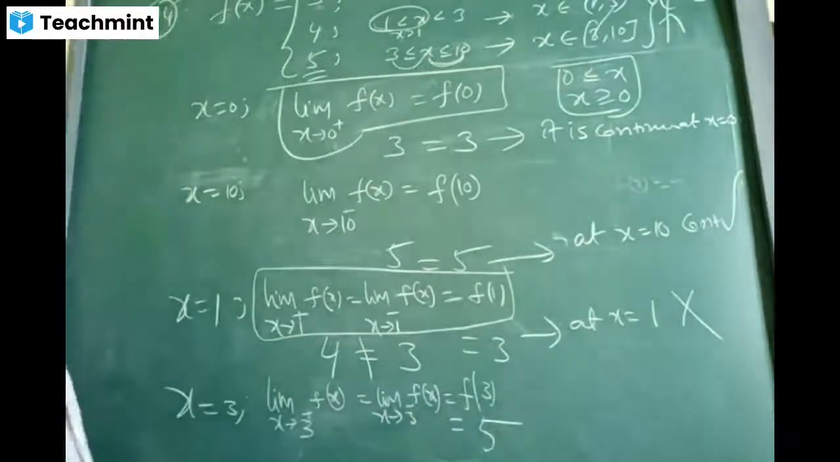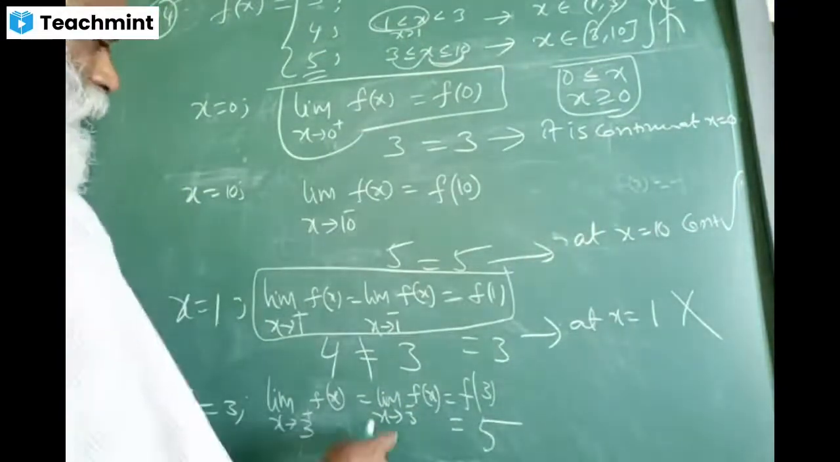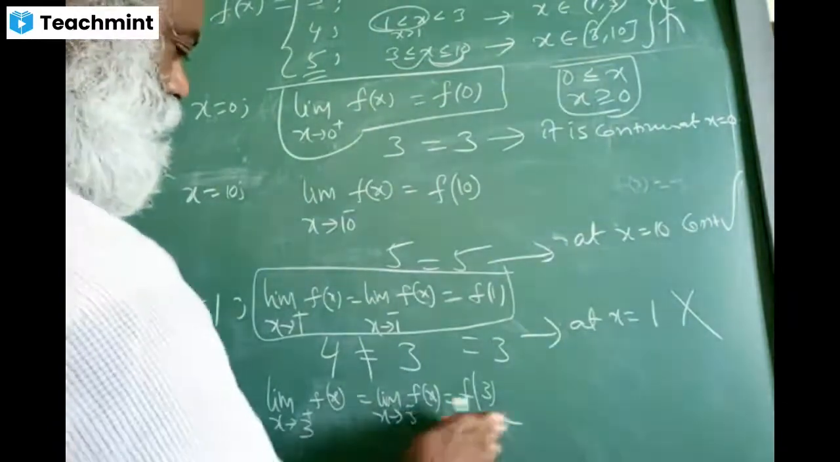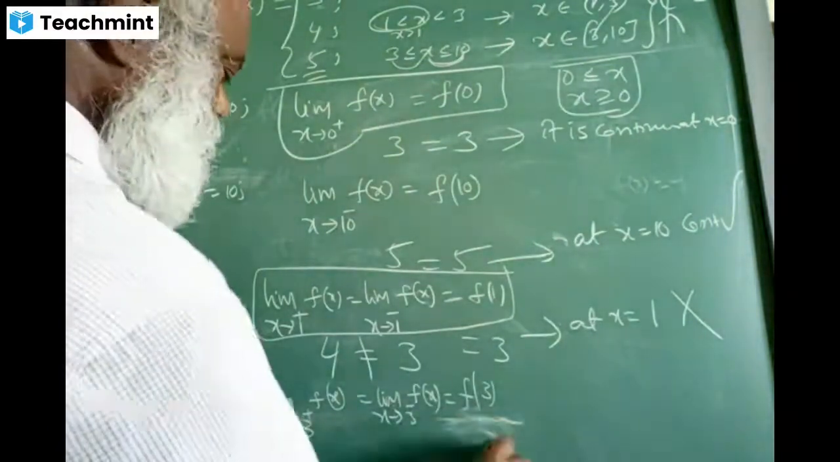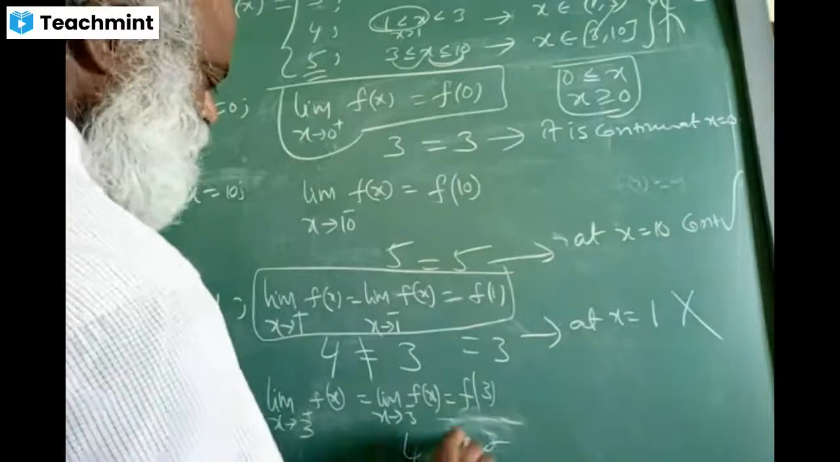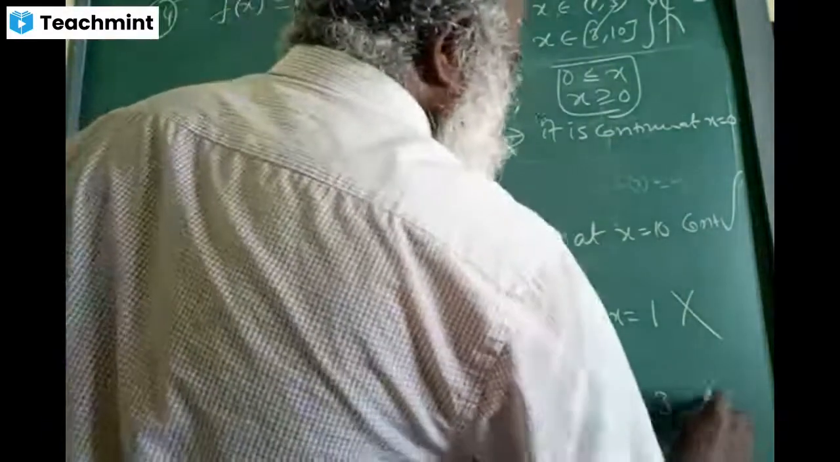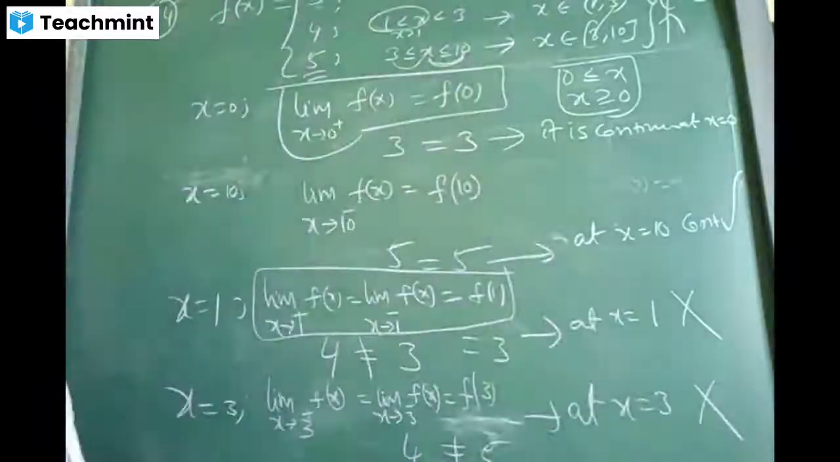5. What is 3 minus? 4, sir. Correct. 3 minus is 4. 4 is not equal to 5. Hence at x equal to 3, it is not continuous. How beautiful it is. Do you understand what I am saying?